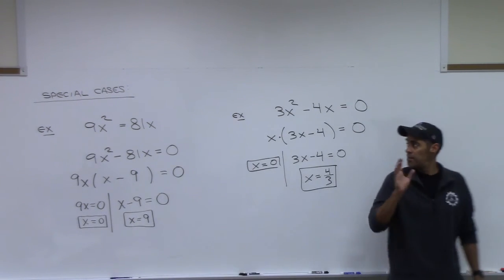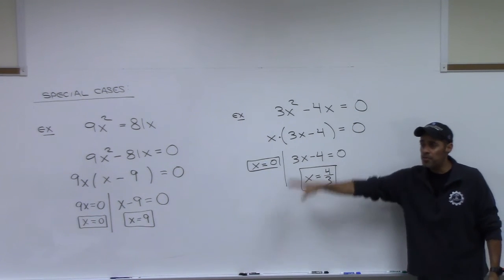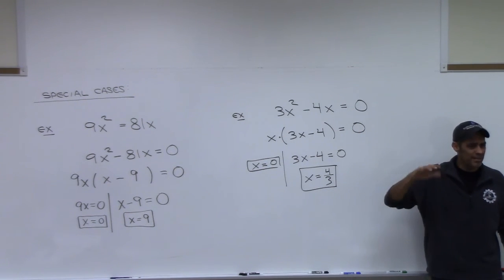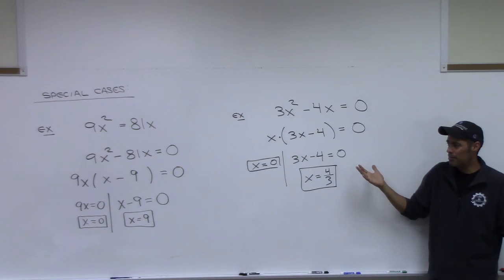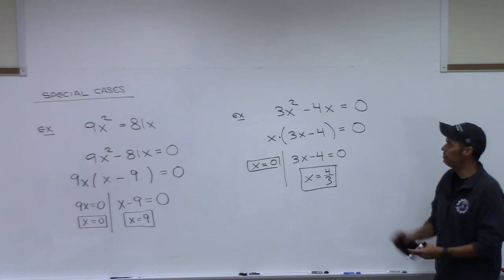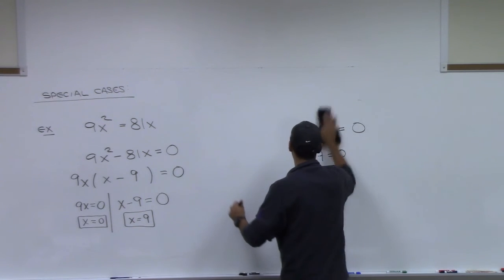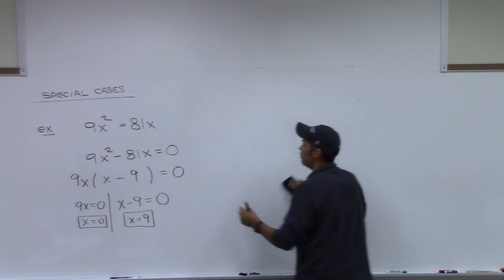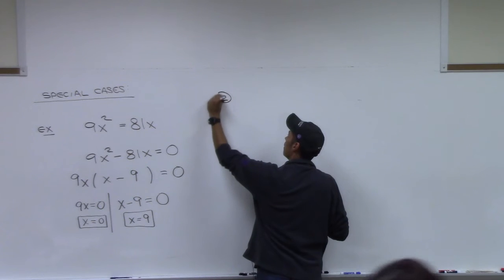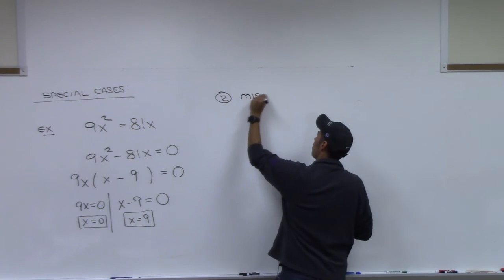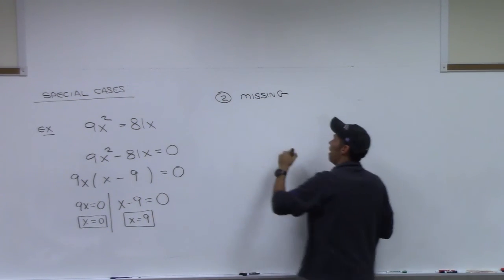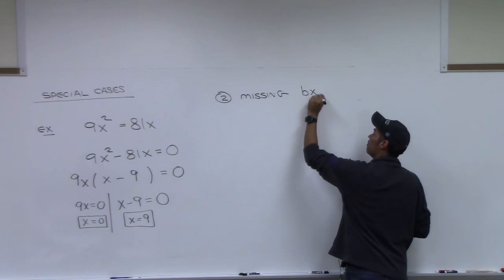So of this, I said there's special cases, right? This was case 1. Case 1, pretty clean, yeah, okay. Let's look at case 2. Does anyone have a guess as to what case 2 is? If case 1 was we're missing the constant, anyone know what case 2 would be? Missing what? Yeah, missing the bx term.